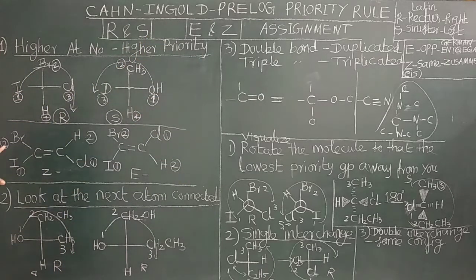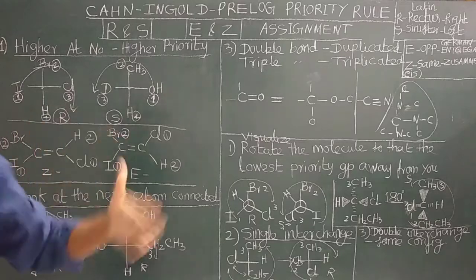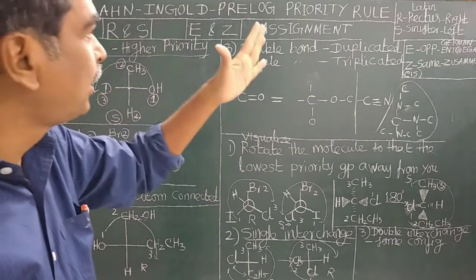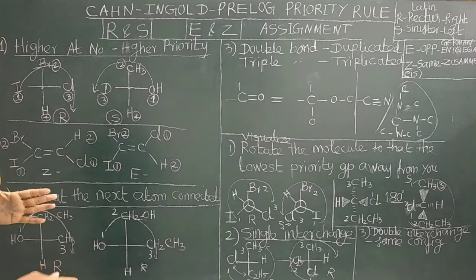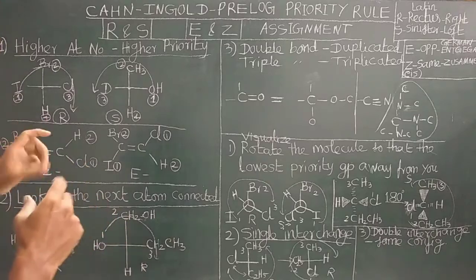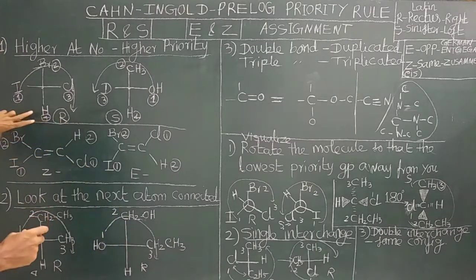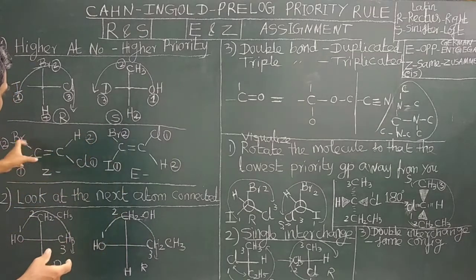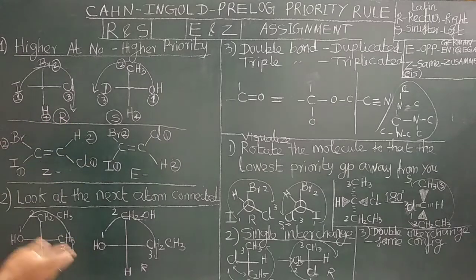Similarly, using the same Cahn-Ingold-Prelog priority rules, we can assign the Z isomer and the E geometric isomer. For example, this cannot be called a cis or trans isomer. If two CH3 groups are on the same side, it is a cis isomer. If two CH3 groups are on opposite sides, it is a trans isomer. But here all four groups are different.